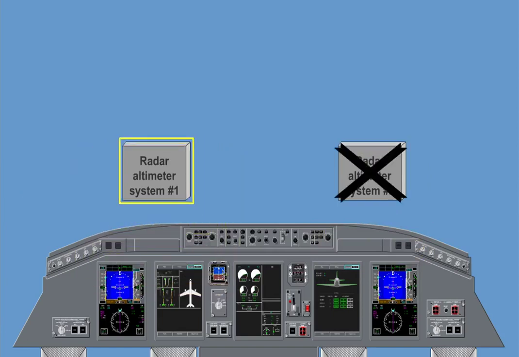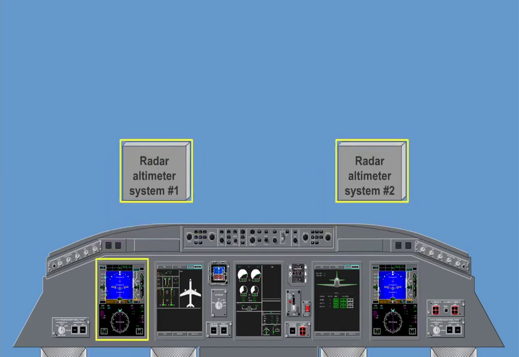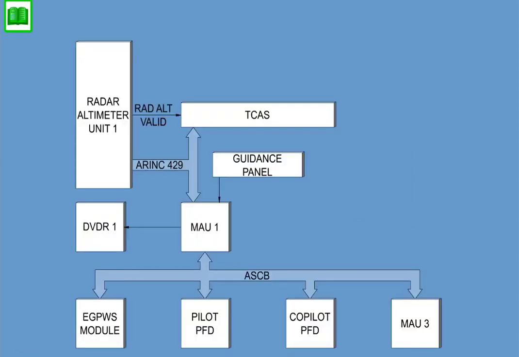In a single system installation, the same radar altitude is displayed in both PFDs as a digital readout. In a dual system installation, PFD 1 displays system 1 radar altitude, and PFD 2 displays system 2 radar altitude. The system interfaces with the TCAS, which uses the radar altitude information to inhibit descend resolution advisories. The system also interfaces with the MAU for data distribution and integrity checking.